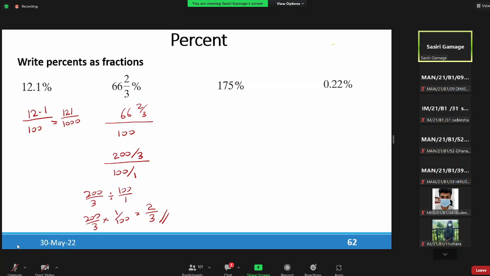Then this one also we can do simply. This one also, the same pattern you can follow. I'll leave these two as homework. The same thing you can do. First thing is forget about the percent mark, then divide it by 100. Then simplify it as much as possible.